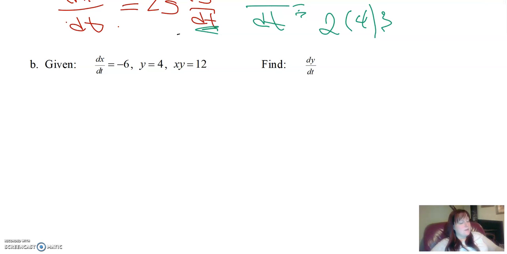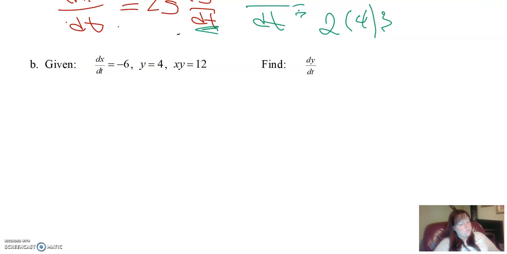All right, here we are back at it with related rates. So let's look at this next one. Given that dx/dt equals -6, y equals 4, and x times y equals 12, find dy/dt. You might be looking at this and thinking, I have no idea what to do here. What are we even differentiating?